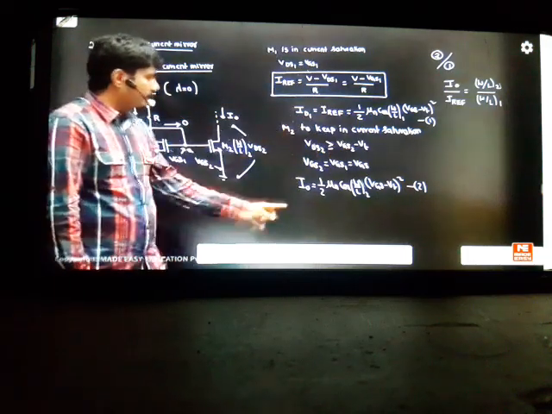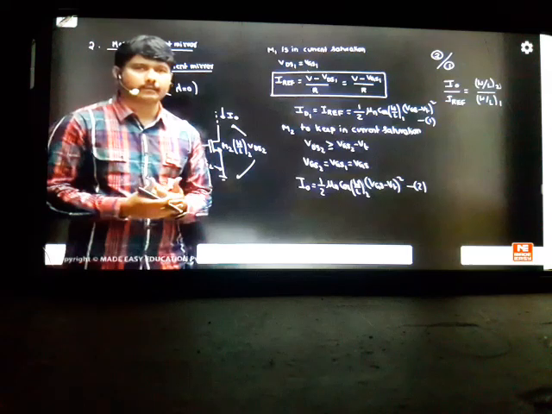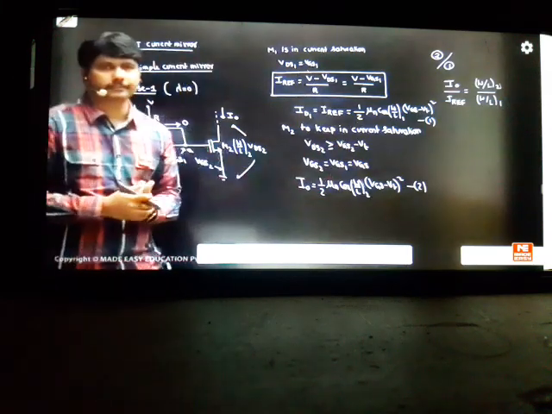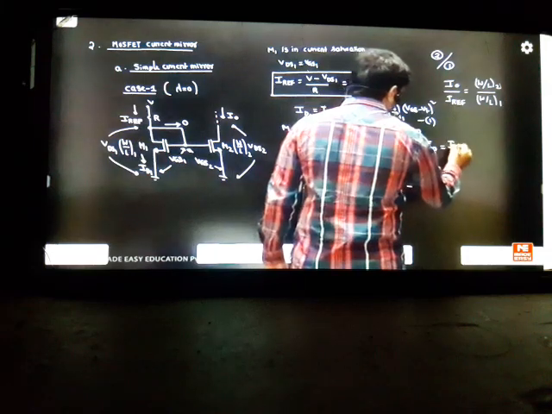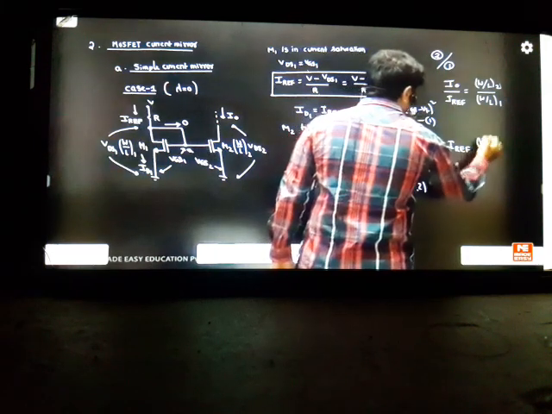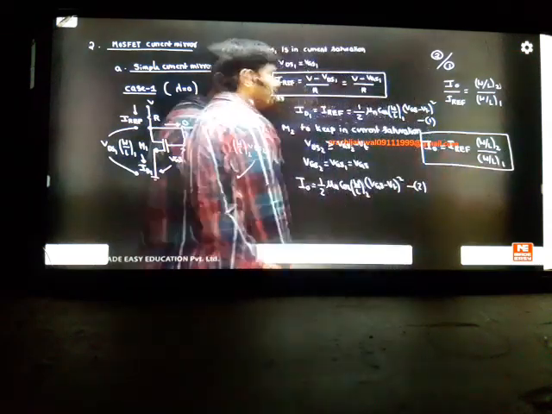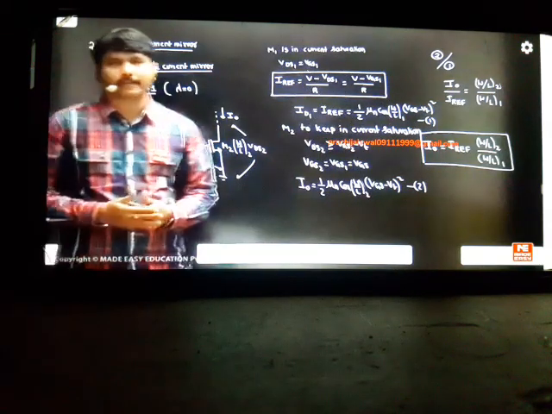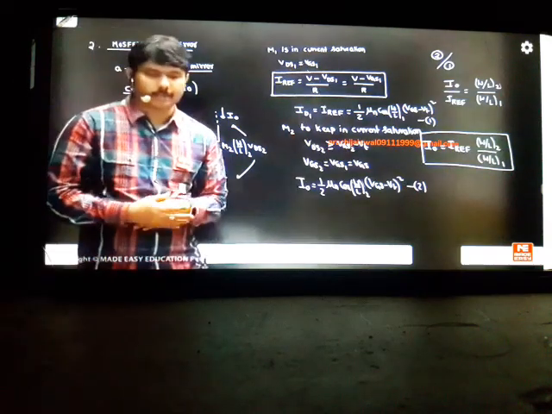I0 by I reference, if I divide, half is cancelled, mu n and Cox are similar, but W by L1 and W by L2, suppose in the exam they are given different, then you have to take the ratio. VGS is the same, VT is the same, so they are cancelled. All these things are cancelled. So this ratio will be the formula for the simple current mirror. I0 will be equal to I reference into (W by L2) by (W by L1), the formula for doing MOSFET questions. So finally I got the formula. It's a very simple formula: I reference into the second transistor W by L divided by the first transistor W by L. Sometimes in exams the W by Ls will be given the same.